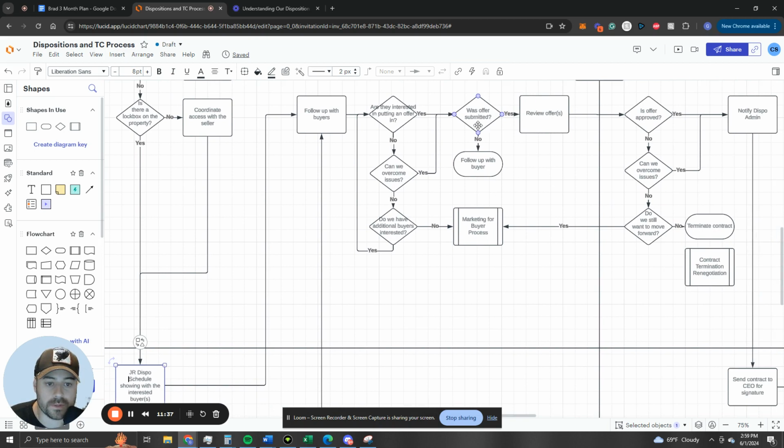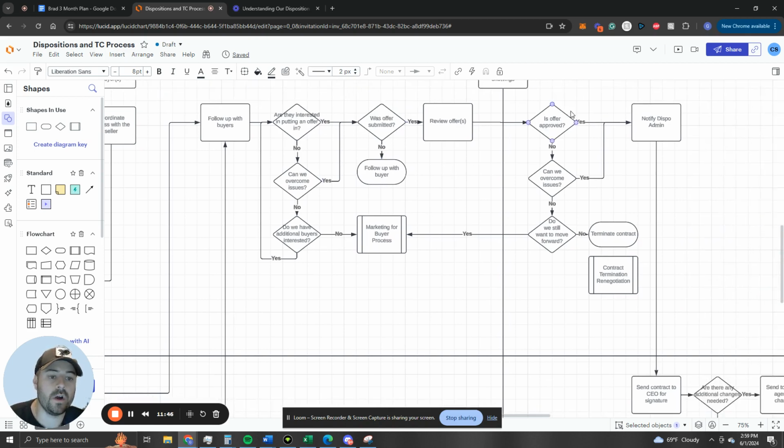So if the offer was submitted, no, we need to follow up with the buyer. That makes sense, right? If he said he was interested in putting an offer and they don't, then we need to follow up with that buyer. Is the offer approved? No. Can we overcome the issues why the offer is not approved, meaning it's more than likely price, right? If no, do we still want to move forward? No. Either terminate the contract or, in this case, don't answer, right?